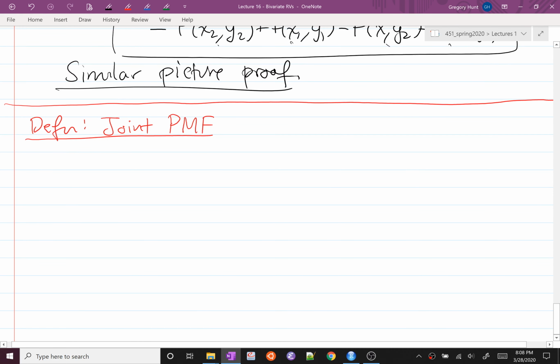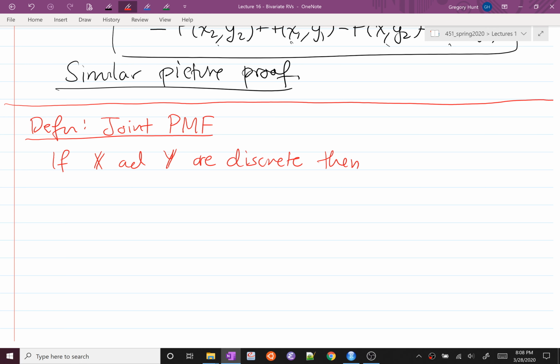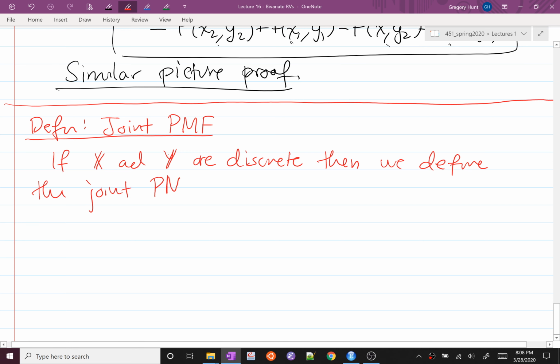This is going to be in the case where x and y are discrete, then our bivariate random variable, (x, y), is bivariately discrete. We define the joint probability mass function, PMF. Now it's a bivariate function. It's f of x, y instead of just f of x.